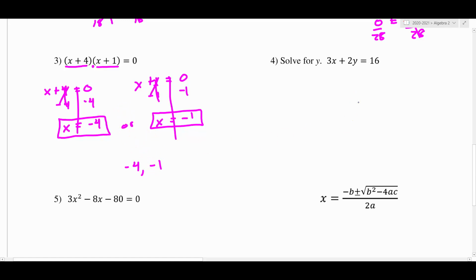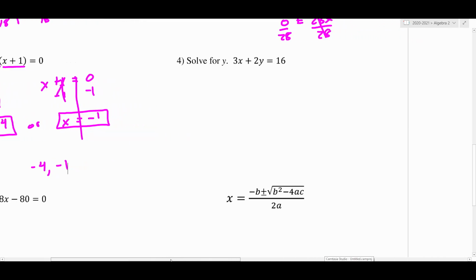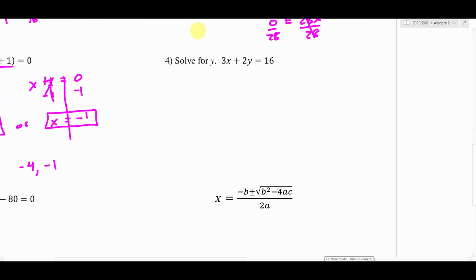Number 4 is one where we need to solve for a variable, but there's more than one variable here. Okay, so when I look at this one, we've got an x, we've got a y, and they tell us which variable to solve for. So they want us to solve for y, which is code word for get y by itself. No problem. We can get y by itself. So I'm going to start by moving anything that's not a y over to the other side. So I'm going to start with the 3x. So I'm going to subtract 3x from both sides.